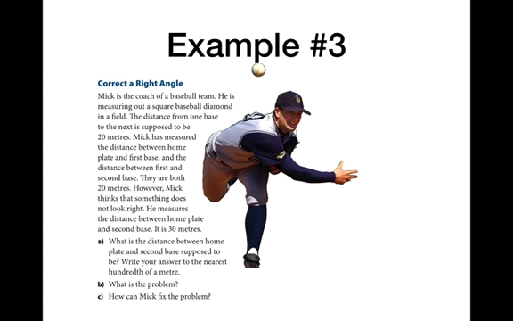So in this one, Mick is the coach of a baseball team. He's measuring out a square baseball diamond in a field. The distance from one base to the next is supposed to be 20 meters. Mick has measured the distance between home plate and first base and the distance between first and second base, and they are both 20 meters. However, Mick thinks that something does not look right. He measures the distance between home plate and second base, and it's 30 meters. What's the distance between home plate and second base supposed to be, providing that it's a square baseball diamond? Write your answer to the nearest hundredth of a meter.